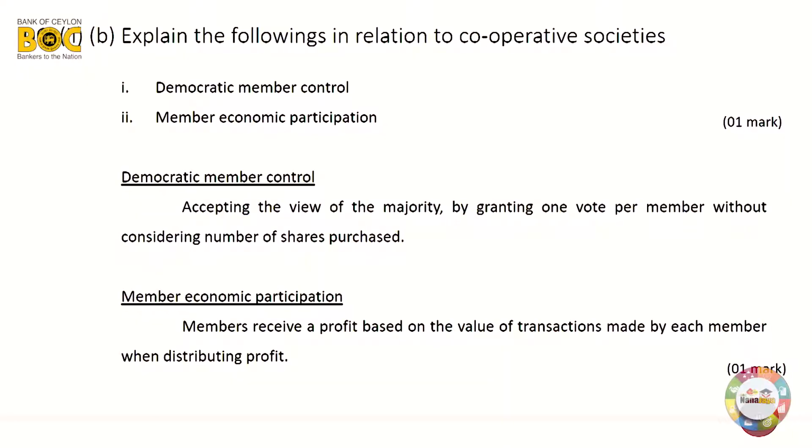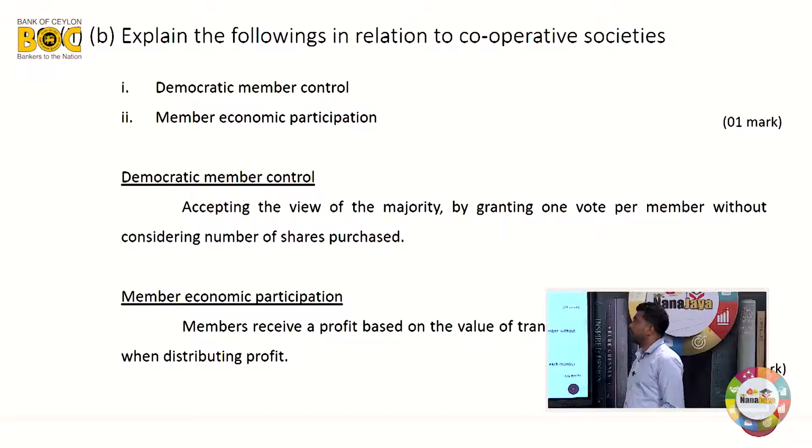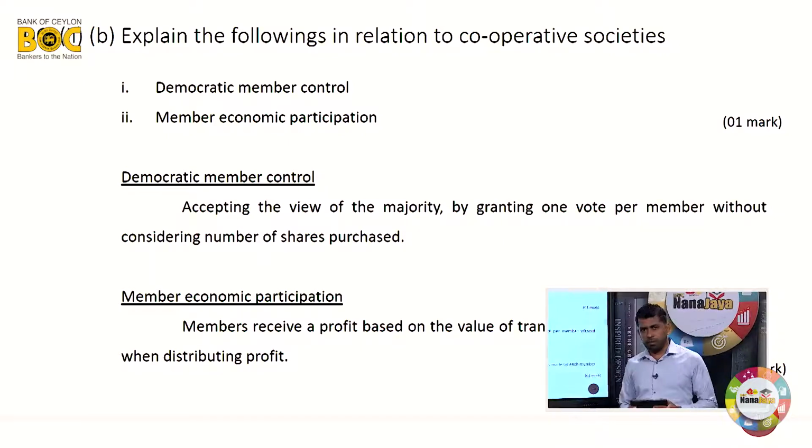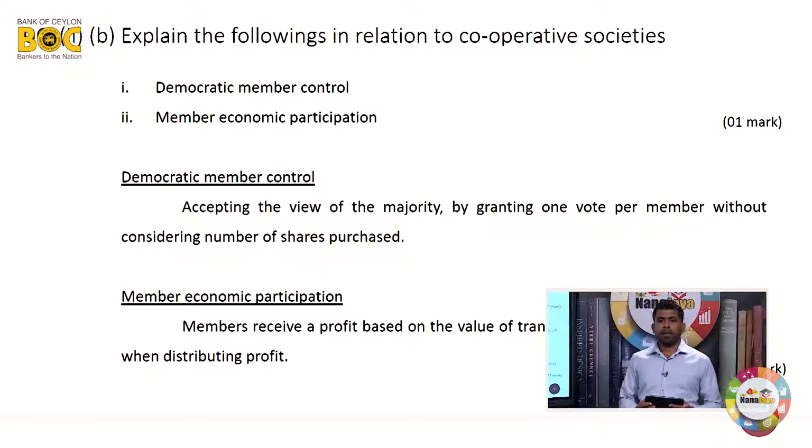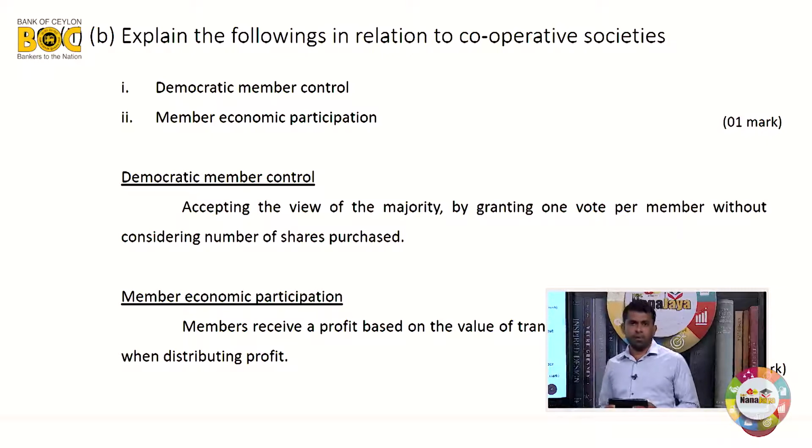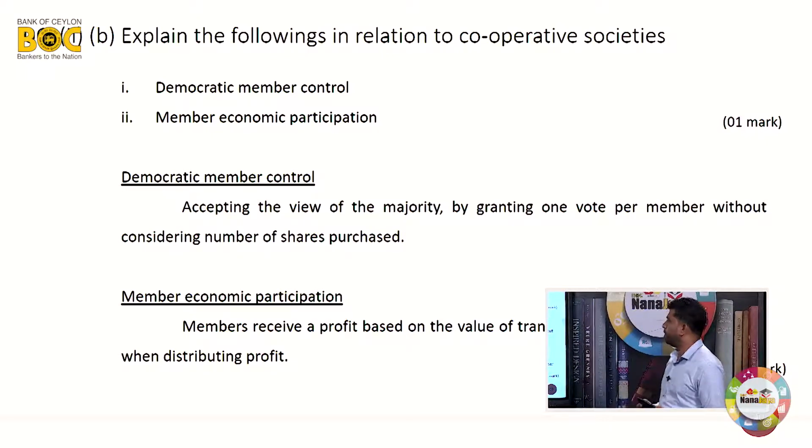Question number 6, Roman number 2b. Explain the following in relation to cooperative societies. Democratic member control. This means accepting the majority's view. That can be done by granting 1 vote for 1 person. Member economic participation. Members receive a profit based on the value of transactions made by each member.